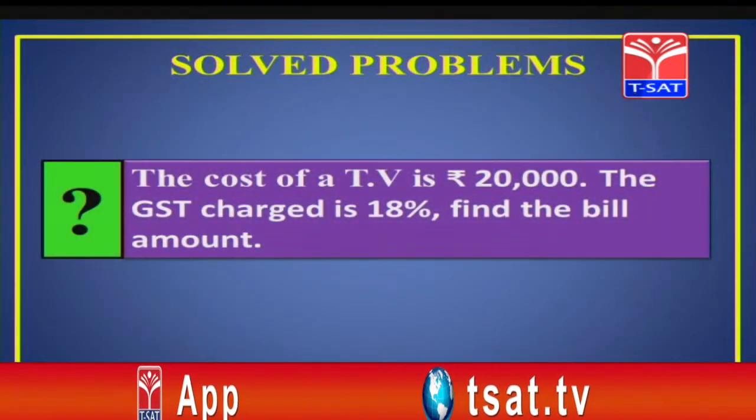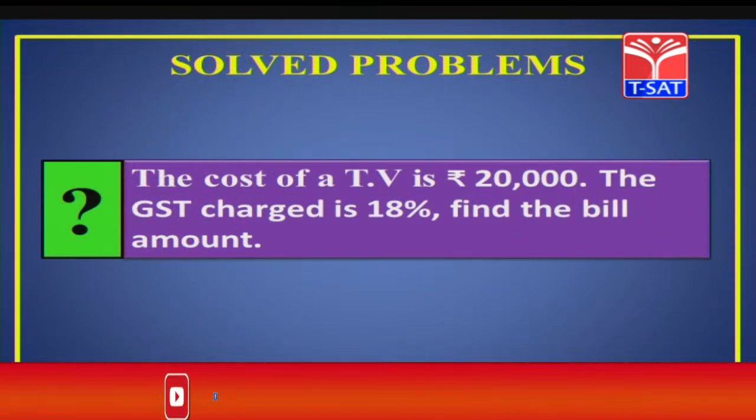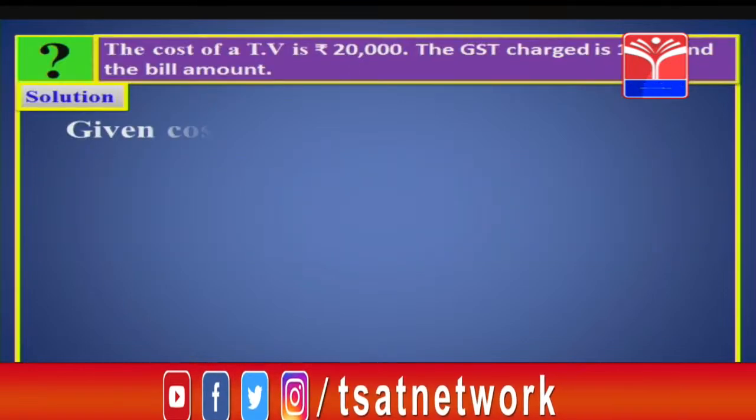So, children, I hope you have learned the concept of compound interest clearly, and that you are very well versed with the application of its formula. Now, let us understand these concepts much more clearly using some solved problems. The cost of a TV is 20,000 rupees and the GST charge is 18%. Find the bill amount. Let us start with the solution.